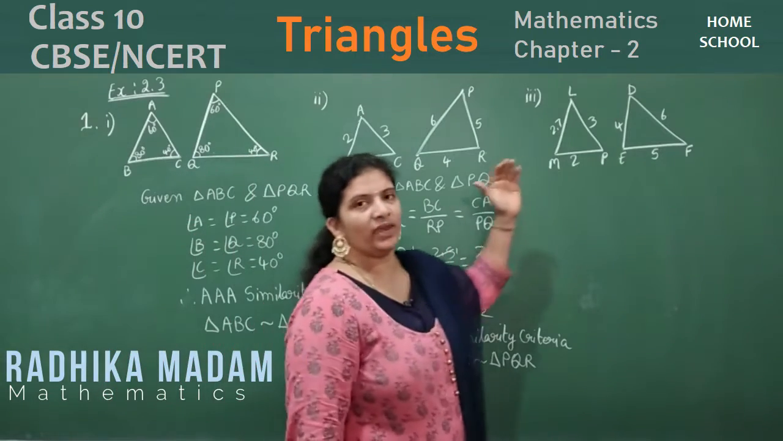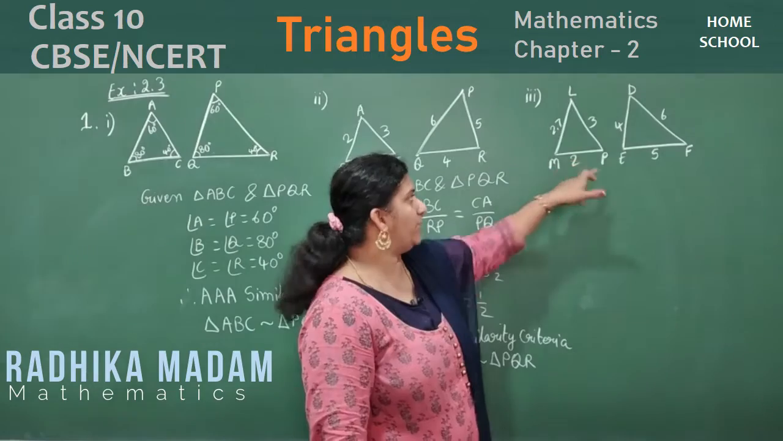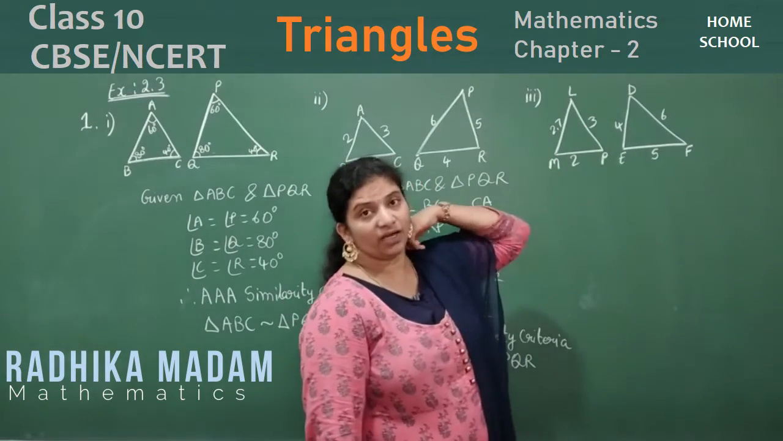Let's move to the third problem here. So again, you can see the pair of two triangles. What are those? LMP, DEF. Okay, now try to compare here.